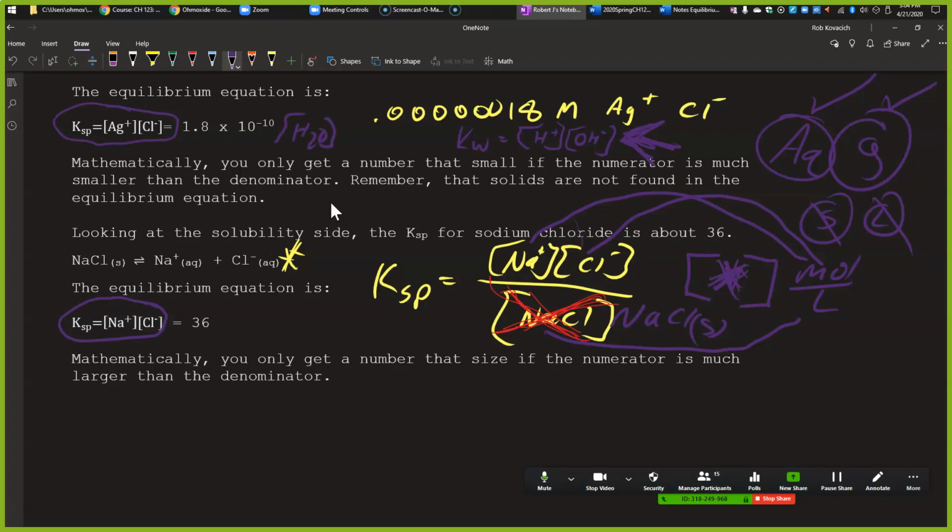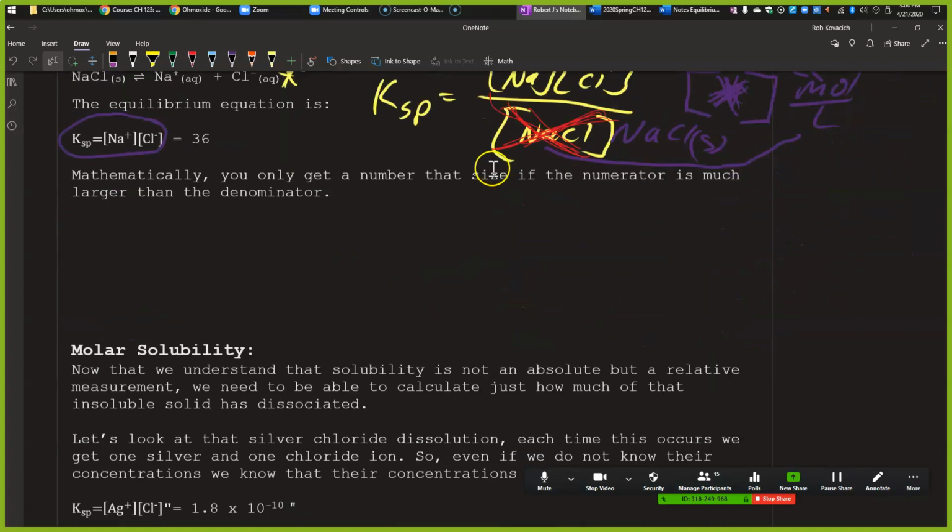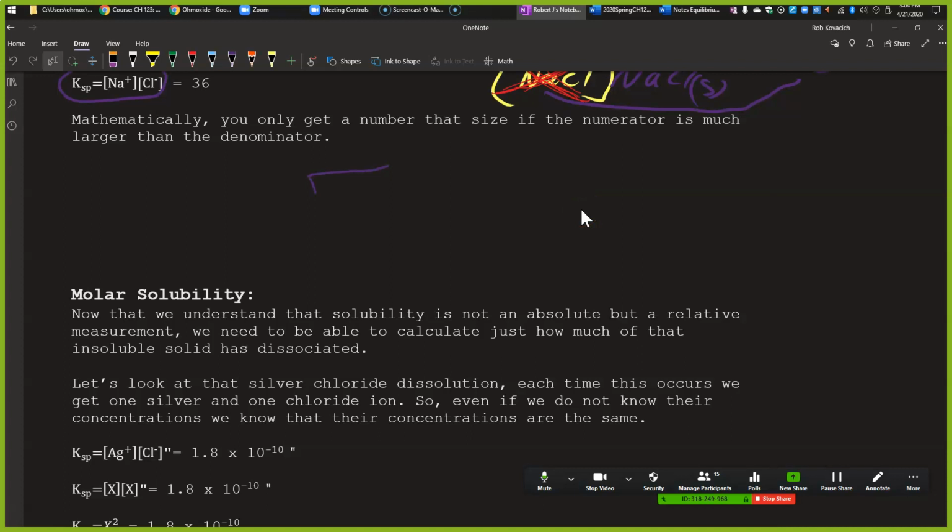Well, if I write this, what am I talking about? The concentration of water in molarity. Which I can't write. So that's why water isn't going to be written there. So no pure liquids and no solids are going to be written there because there aren't concentrations for them.